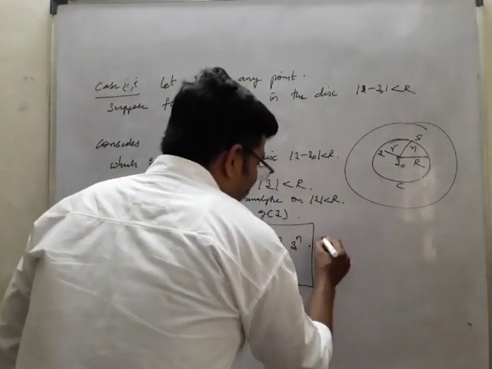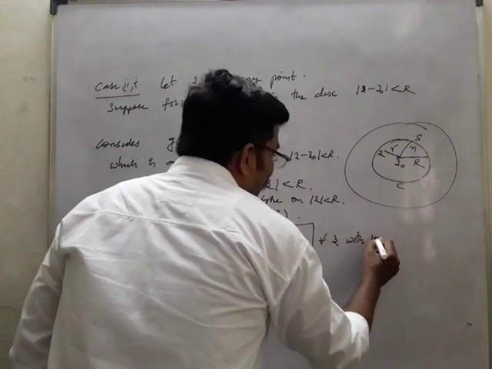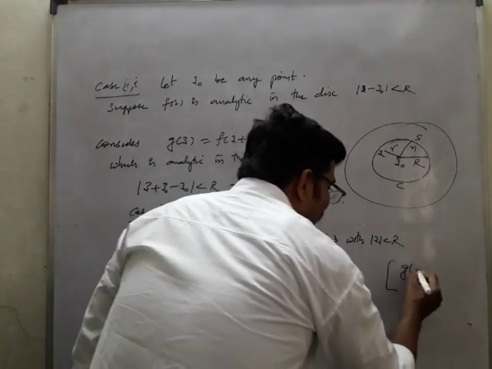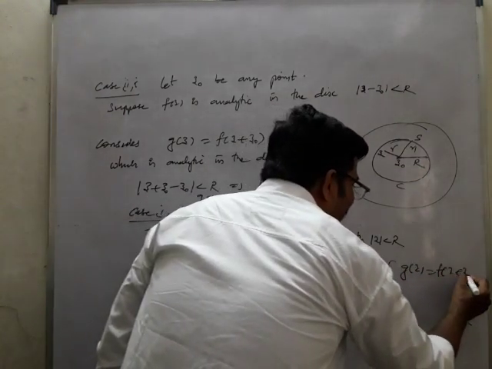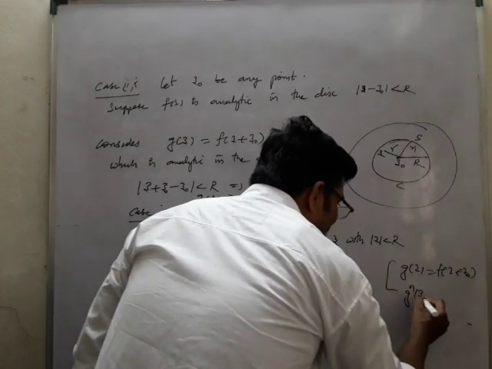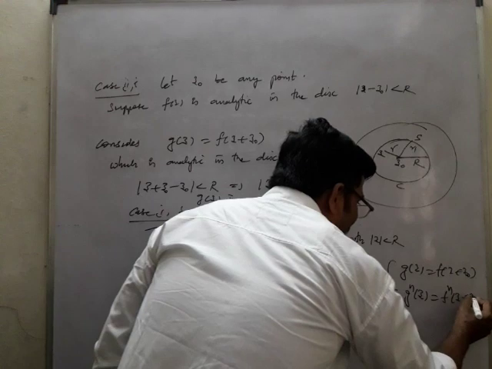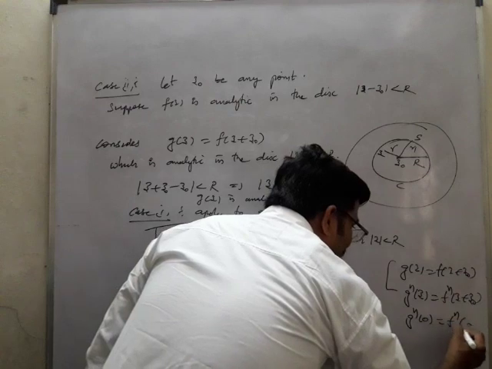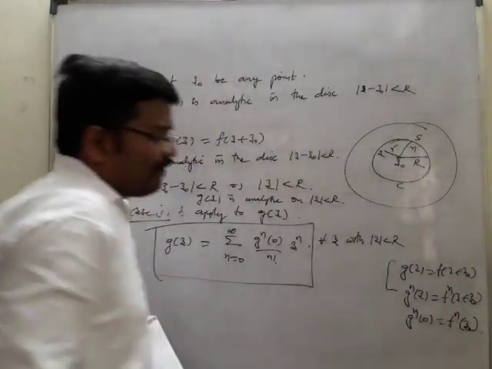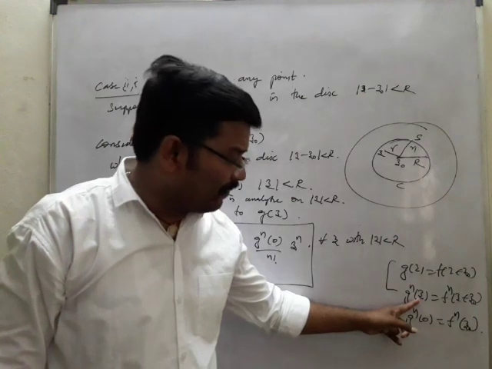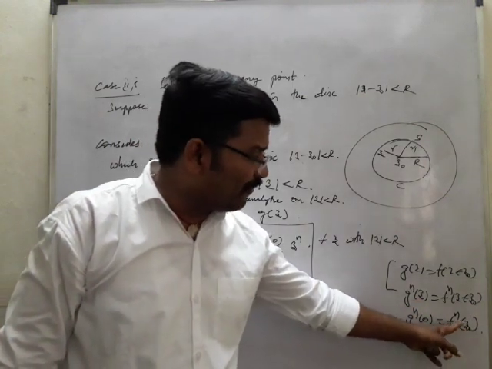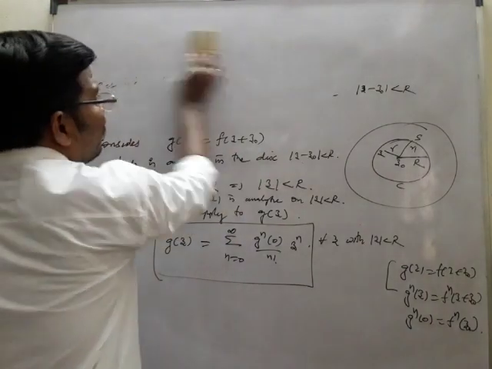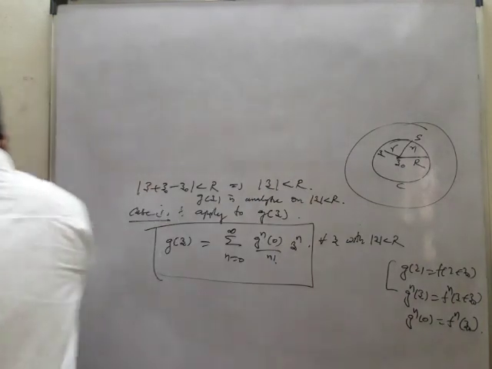So this holds for all z with mod z less than r. We can write it in this form also: since g of z is equal to f of z plus z naught, I may write g power n of z is equal to f power n of z plus z naught, or g power n of 0 is equal to f power n of z naught. Just putting z equal to 0, you get f power n of z naught. Because of those values, we may deduce this in the following form.